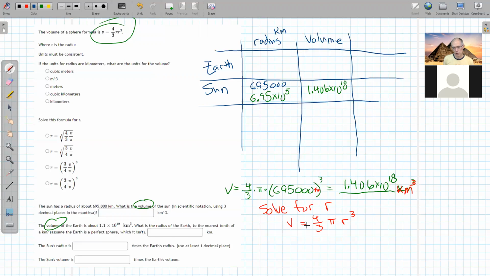In the lesson, I did it two different ways. Here I'm going to do it the first way I mentioned, which is to get rid of the 4/3 by multiplying by 3/4. 3 divided by 3 is 1, and 4 divided by 4 is 1. 1 times 1 doesn't do much, it's just 1 times whatever. So at this point, I have 3/4 V equals pi r cubed. The next thing I would do is divide by pi.